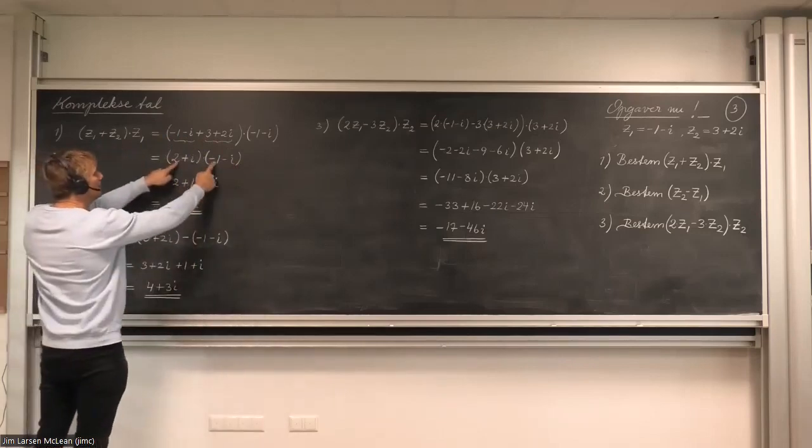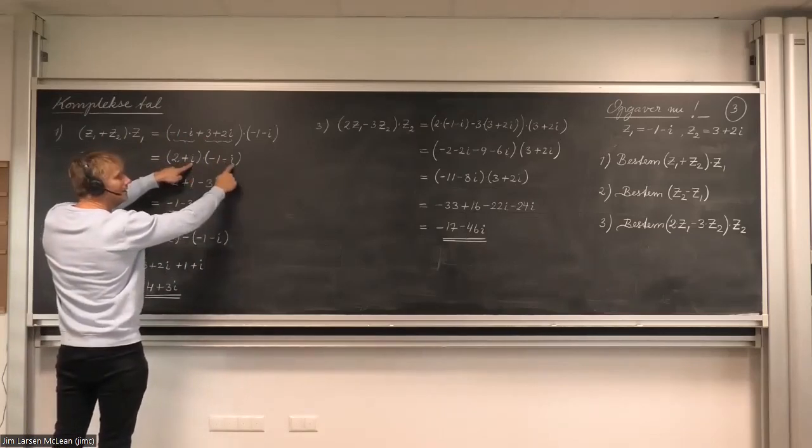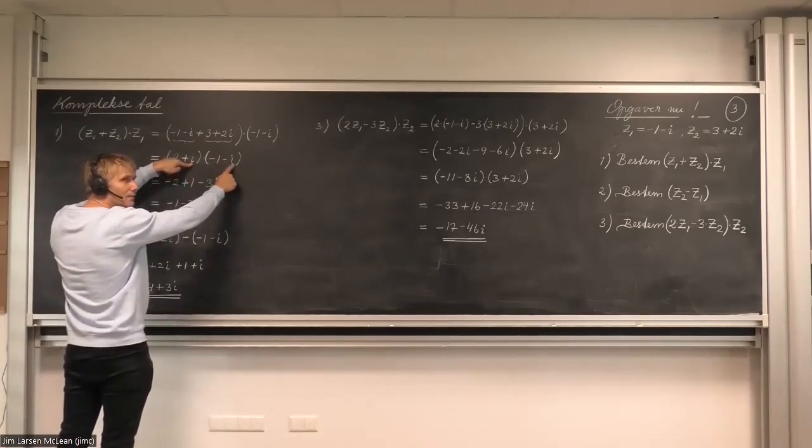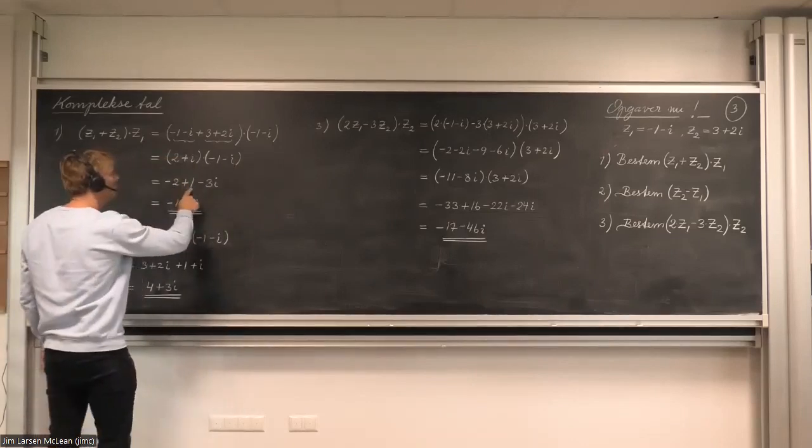So I say this times this first, which gives minus 2. Then I say this times this, which gives minus i times i, which is minus i squared. But i squared is minus 1, and minus minus 1 is plus 1. So I get minus 2 plus 1.